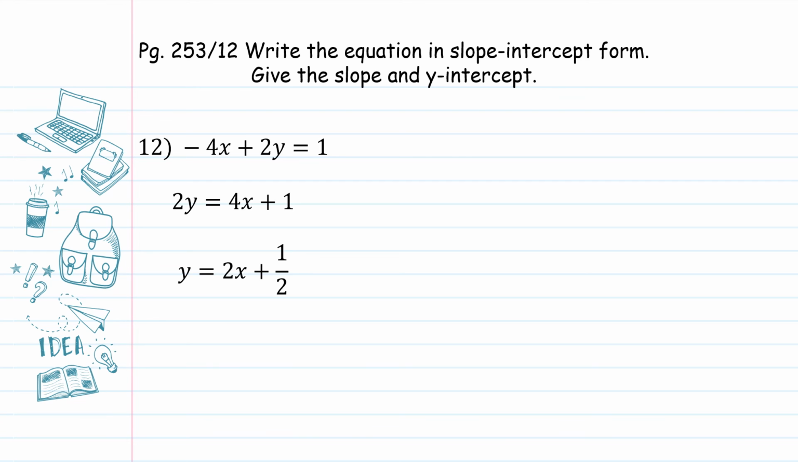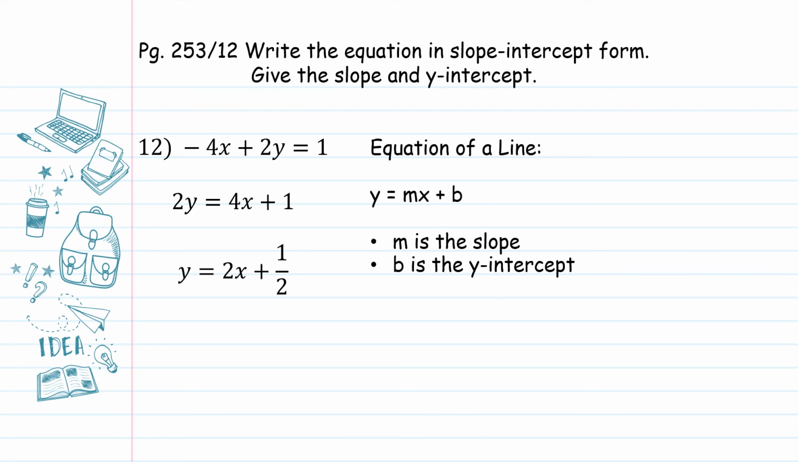So the reason we wrote it as 4x plus 1 is that it'll help us determine what the slope and y-intercepts are. The general slope-intercept form for an equation of a line is given as y is equal to mx plus b. In this case, m is equal to the slope and b is equal to the y-intercept. So in this case, for our equation, m, or the slope, is equal to 2, and b, our y-intercept, is equal to 1/2. And this is the Chapter 3 review.